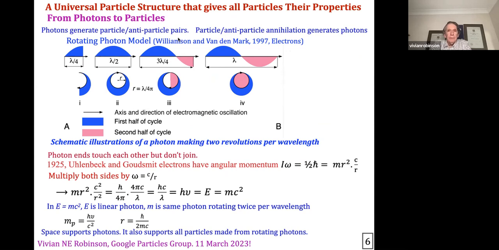Now I'm going to use a model that was first published by Williamson and van der Mark in 1997, when they were applying it to electrons. They proposed the electron was a photon making 2 revolutions per wavelength. And I'm suggesting that that is the universal structure of all particles. I'll go through and show how it works. First, this is a schematic illustration: quarter wavelength, half turn; half wavelength, full turn; right through to full wavelength, 2 turns.